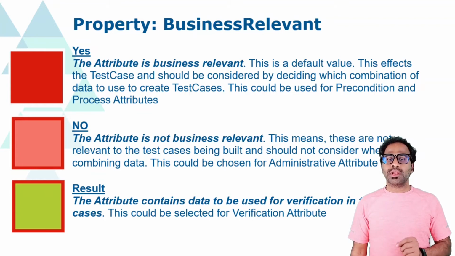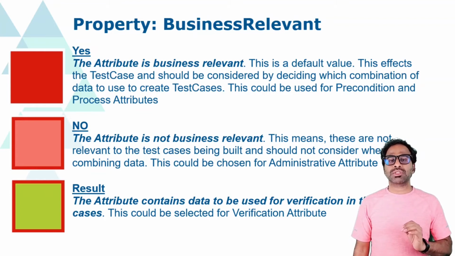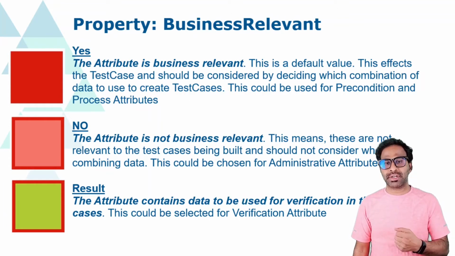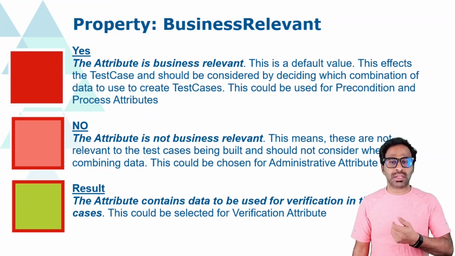Okay, so now let me walk you through the actual Tosca application and show you how we can create a structure of attribute, and how we can use these physical and logical attribute types, and then how we can use different types of attributes, which is business relevant attribute, which is not business relevant attribute, and which is a result attribute, which is a verification attribute. Okay, let me walk you through the Tosca tool with examples. So let's jump onto our system.